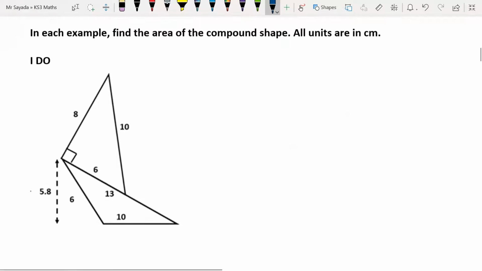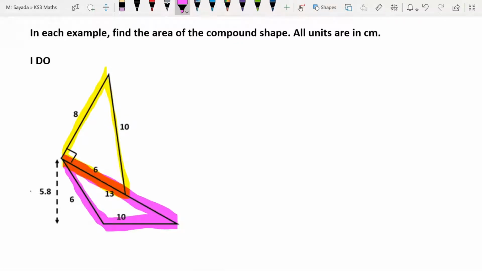So I'm going to do this example fully by myself. So I have two triangles. You can see the triangle at the top, this one over here, and then you can also see this triangle over here. So to find the area of this compound shape, I'm going to find the area of each triangle individually and then add them together. So here's this triangle here, 10, 8, and 6.